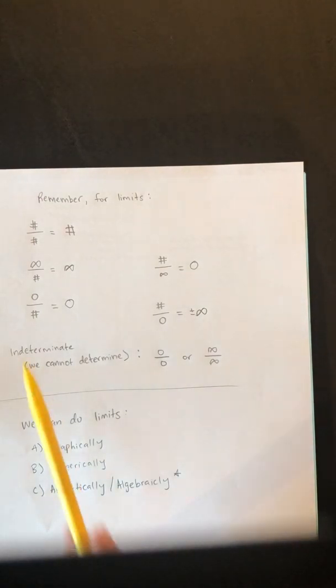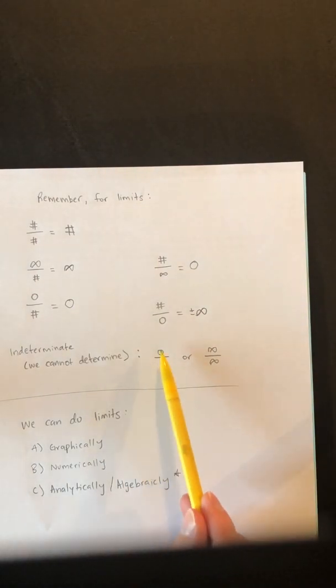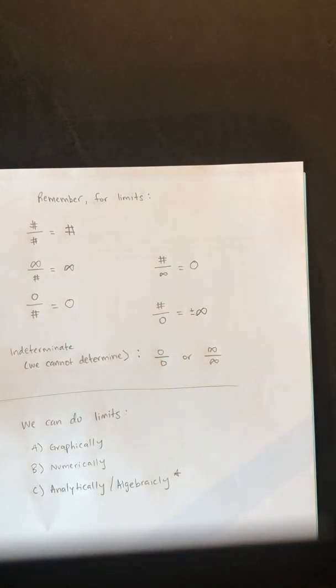So anytime one of the layers, either the bottom or the top, of a fraction ends up being a number, you're going to get an answer. But sometimes we hit these issues whenever I get a 0 on the top and on the bottom, or an infinity on the top and on the bottom. And if you remember way back when, we called those indeterminate limits, which means we cannot determine what the answer is going to be. So we had all these different techniques and strategies and algebraic manipulations that we could do to get the answer to these indeterminate limits.